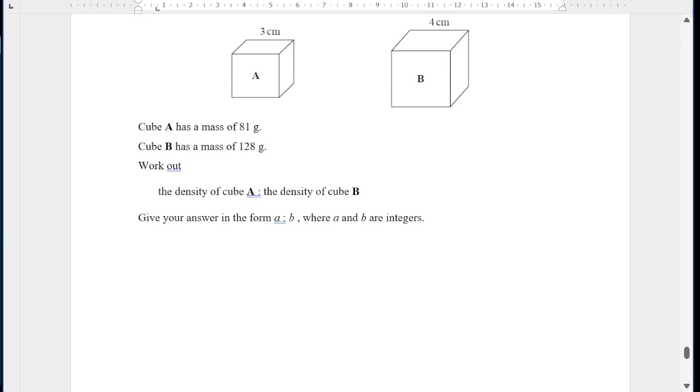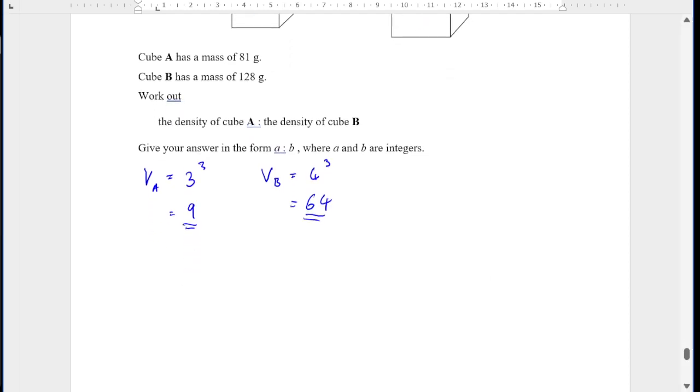Okay, so I'm going to start by working out the volume of them both. So the volume of A is going to be equal to 3 cubed, so that's going to be 9. And the volume of B is going to be equal to 4 cubed, which is going to be 16 times 4, which is 64. So I've got the volume of them both. I now need to work out the density of them both. So density is equal to mass divided by volume.